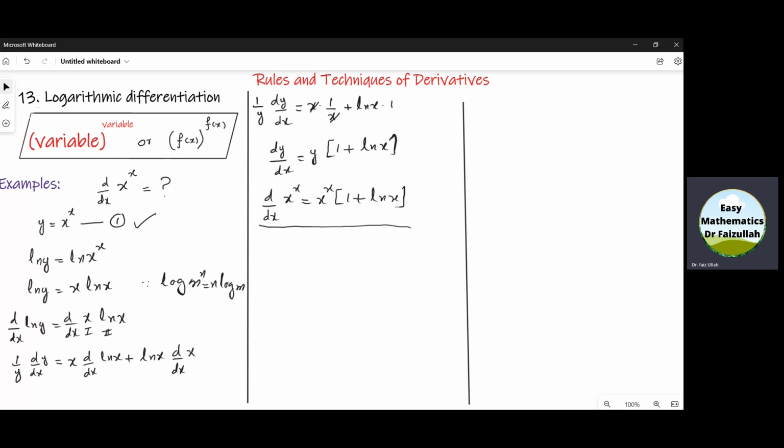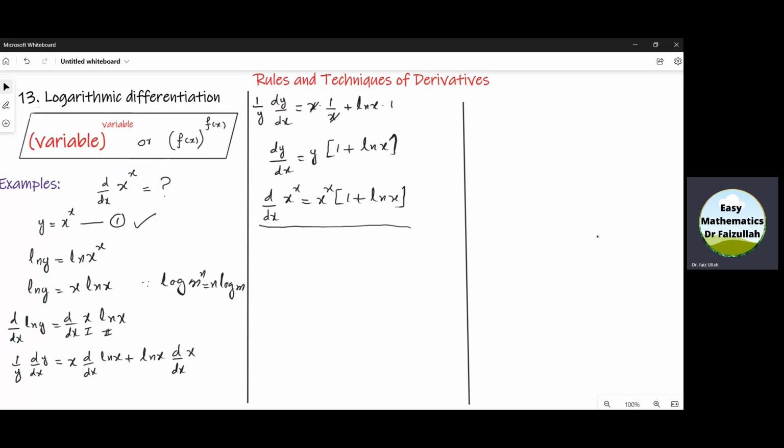So to solve such type of functions, just remember that the first step is to put it equal to y. In the next step, take natural log on both sides and use the rules of logarithm to simplify this. Then just differentiate both sides, and after simplification, we can get the solution.